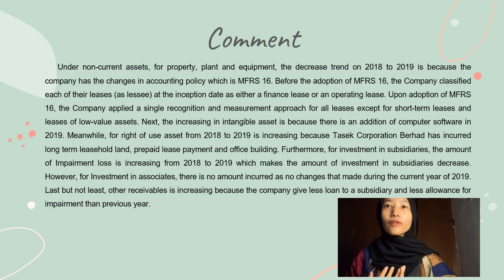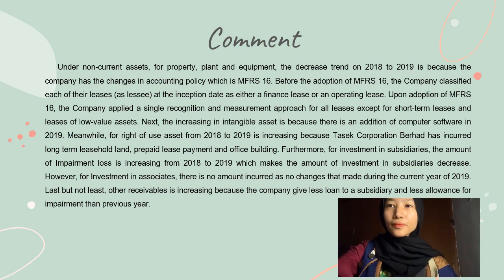Furthermore, for investment in subsidiary, the amount of impairment loss is increasing from 2018 to 2019, which makes the amount of investment in subsidiary decrease. However, for investment in associate, there is no amount incurred as no changes were made during the current year of 2019. Last but not least, other receivable is increasing because the company gave less loan to a subsidiary and less allowance for impairment than previous year.